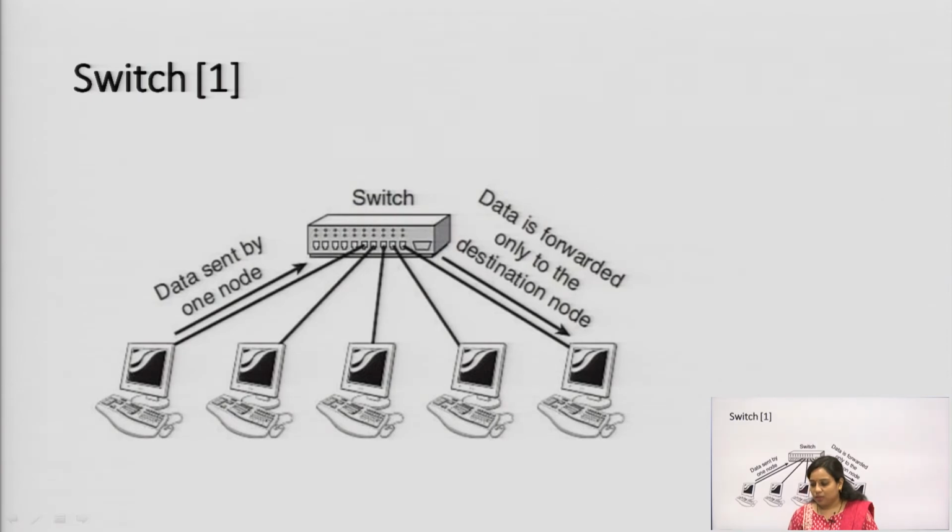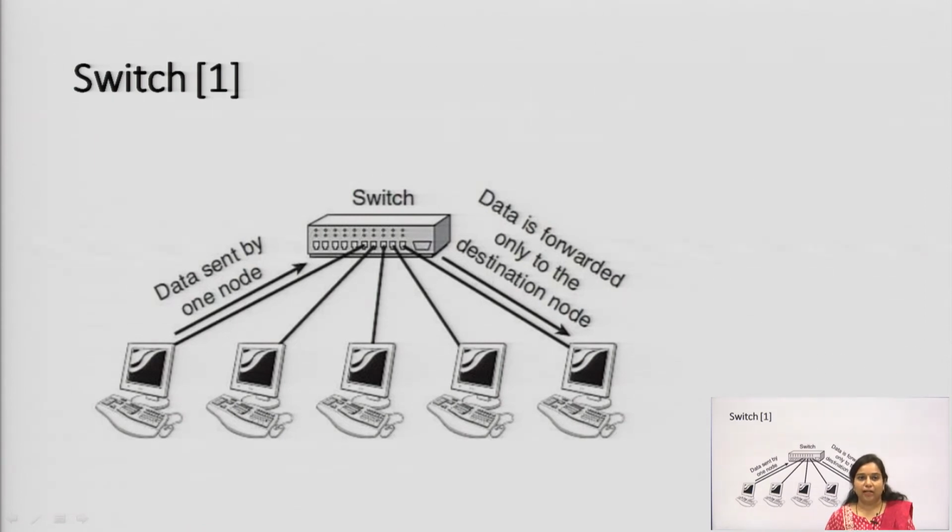Now, next is the switch. A switch has the same function as the hub. You can see that this is the data sent by one node and the data is forwarded only to the destination node. This is how the switch works. It transfers data, meaning there is point to point communication. There is no option of broadcasting in the case of a switch.